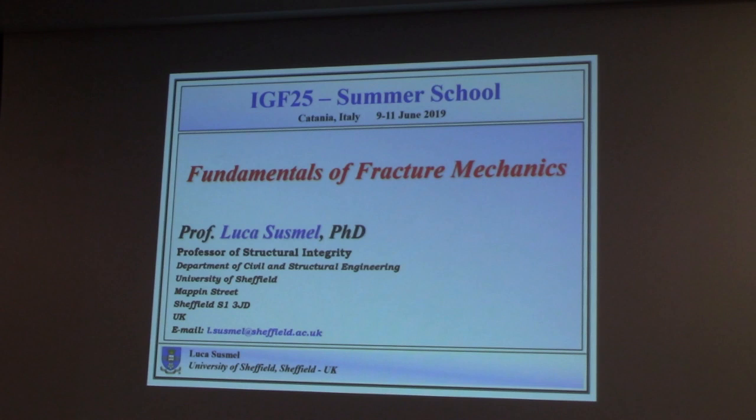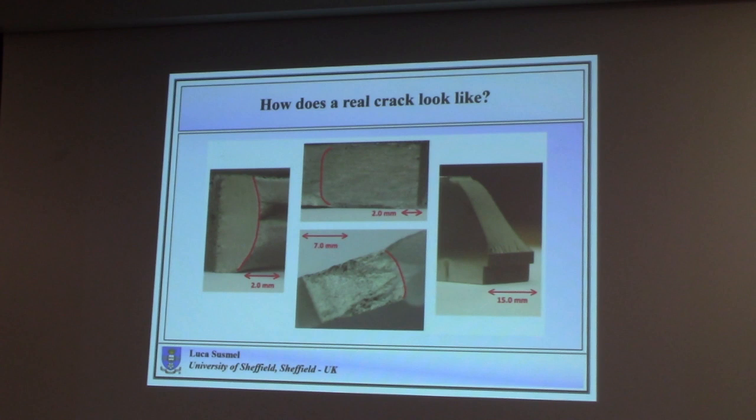So, first question, what is a crack? Have you got an idea? This is very easy, because this is a crack we see in a piece of metal. So you can see the crack front here. You can see a little bit of necking here, striations, and this is a crack, very easy.